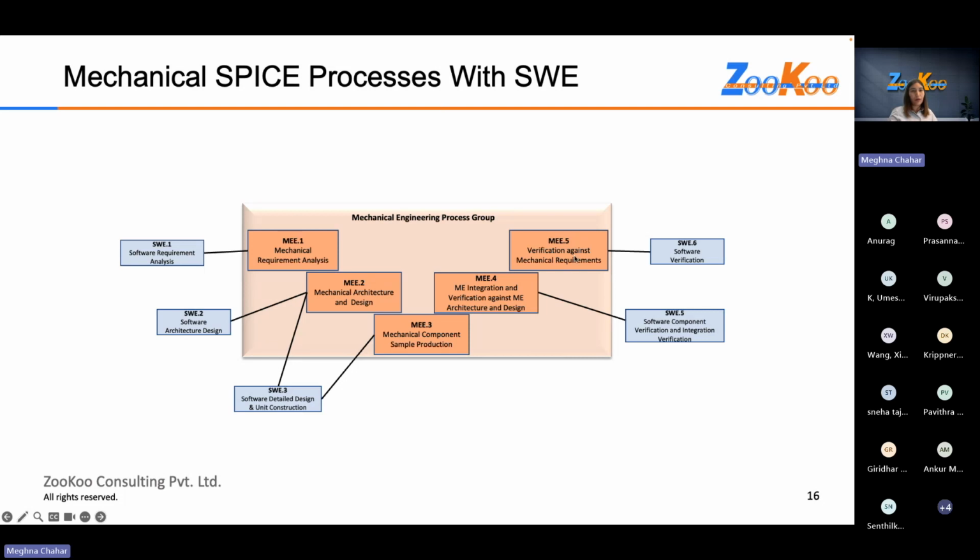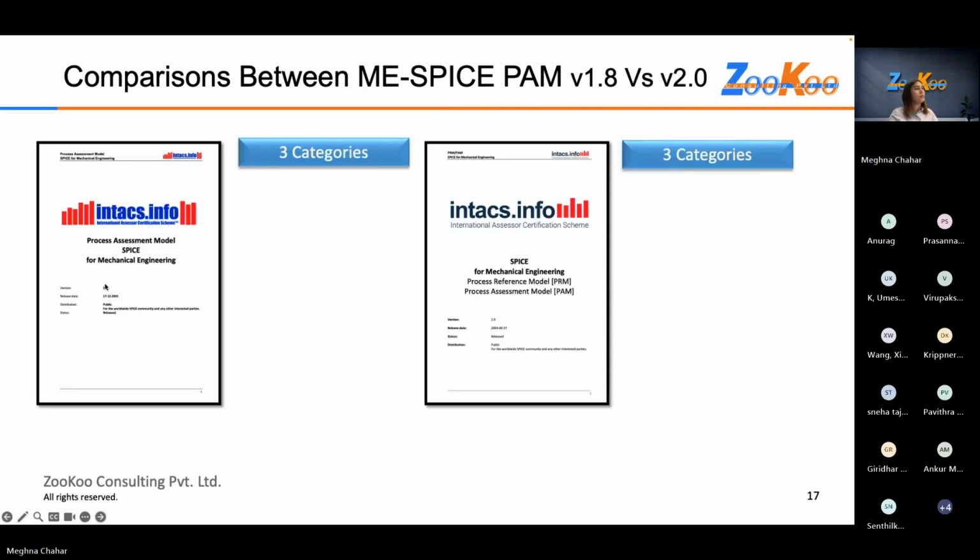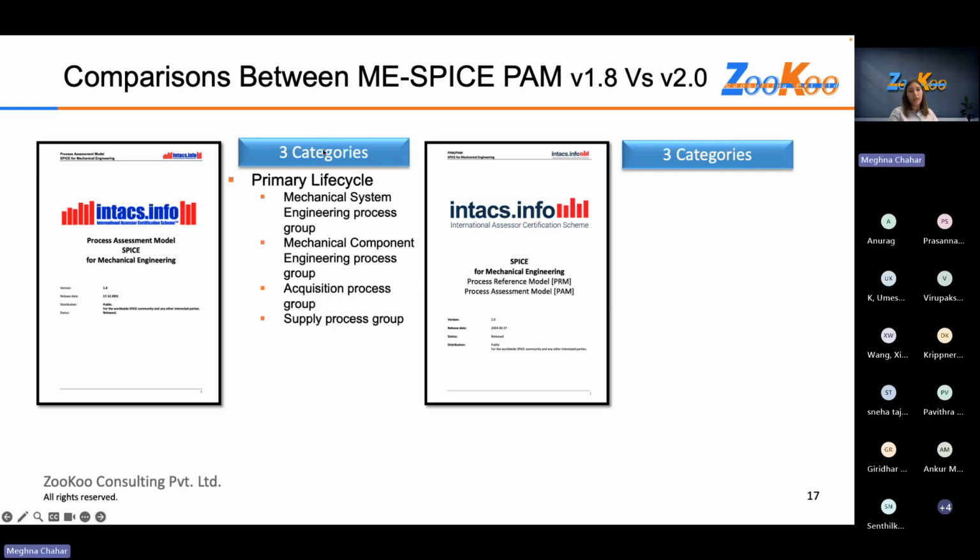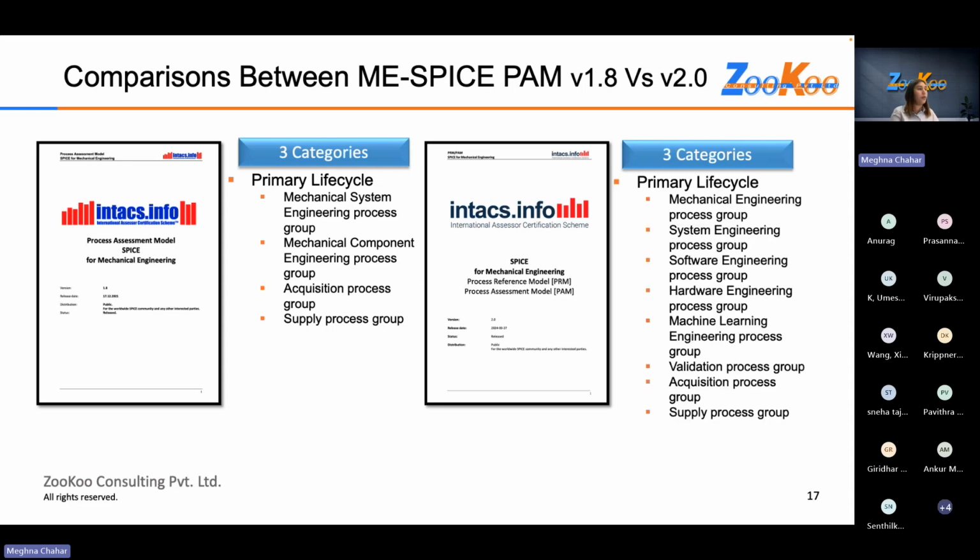Now, going ahead, now here the comparison between version 1.8 and 2.0. As we have seen in the previous diagram where I was showing all the processes, we have three categories, three life cycles. Okay. And here I'm not trying to list down the difference because of version Automotive Spice version 4.0, but I'll only focus on the difference from mechanical process point of view.